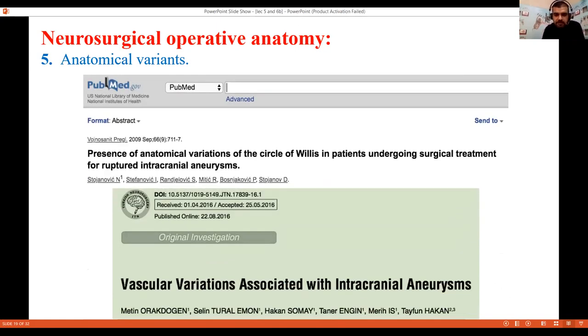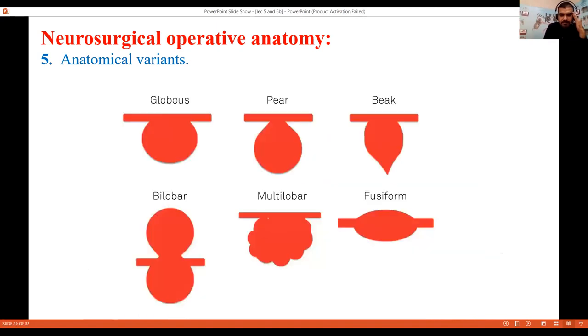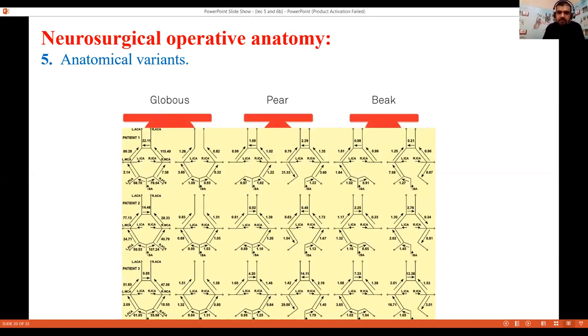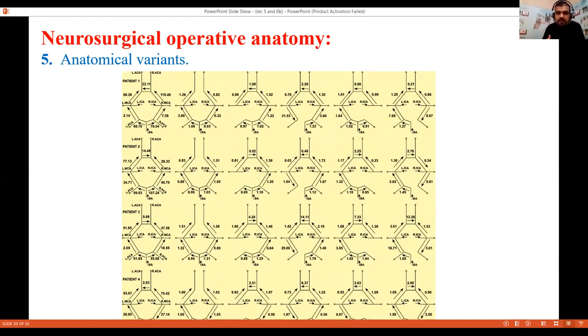More and more about variation of the circle of Willis and its relation with rupture and unruptured aneurysms and the association of the vascular variation. There is a lot of vascular variation like atresia, like over tortuosity, like fenestration, and I will try to give a few examples that beginners should keep in mind. Not only the pathology, like these are the types or the variation in the shape of aneurysm. These are the variations of the pathology, but what we need more is the variation of the normal anatomy.